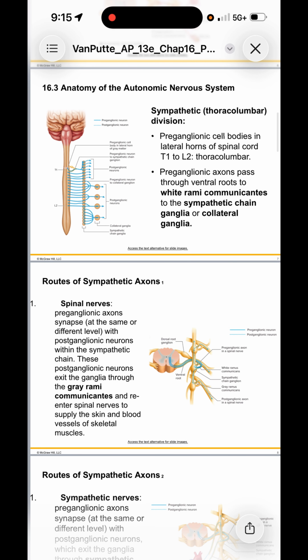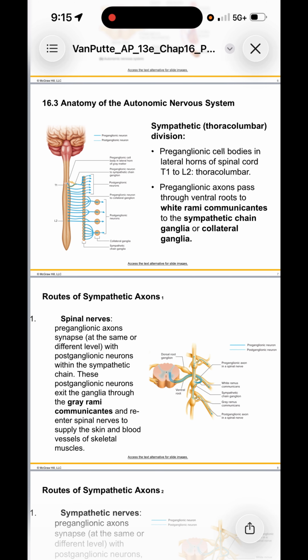16.3 Anatomy of the autonomic nervous system. Sympathetic thoracolumbar division. Preganglionic cell bodies in lateral horns of spinal cord T1 to L2. Thoracolumbar. Preganglionic axons pass through ventral roots to white rami communicantes to the sympathetic chain ganglia or collateral ganglia.